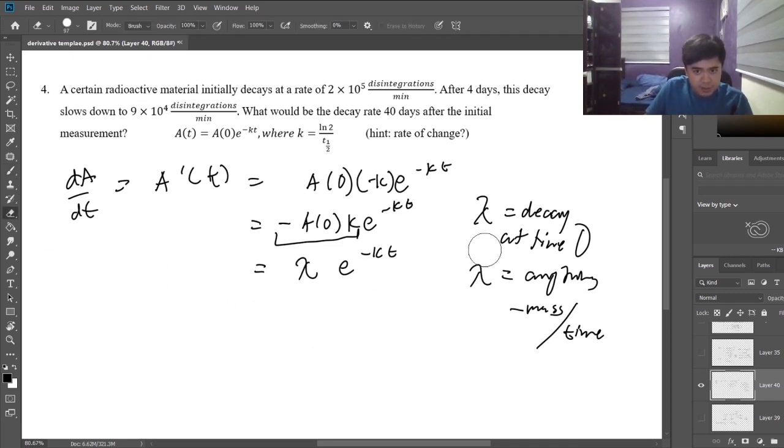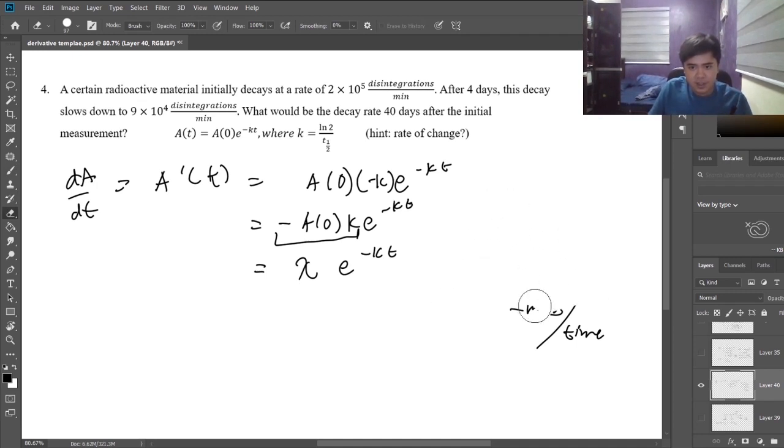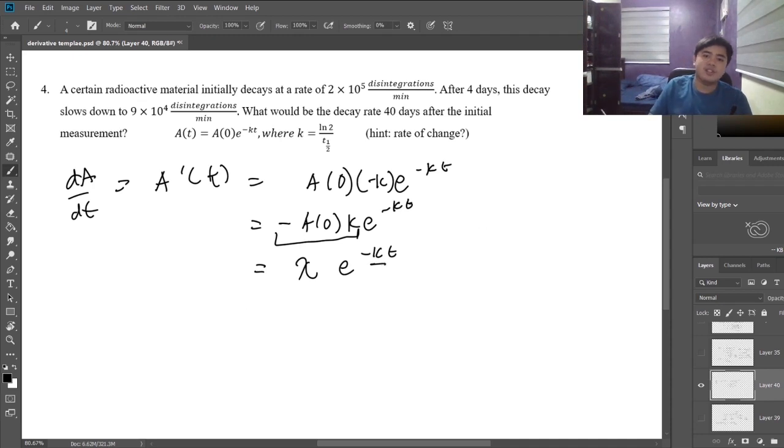So using this formula, we can find the disintegration rate after 40 days. But we need to find the value of k first. What is k? Well, we can find k here. We know A prime of 4. What is A prime of 4? Well, that is at t equals 4. Right? So the decay is said to be 9 times 10 to the 4 disintegrations per minute.